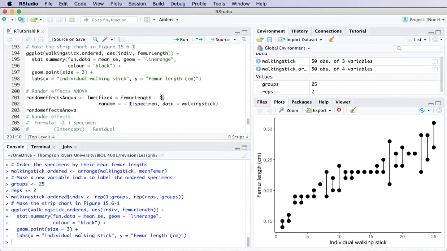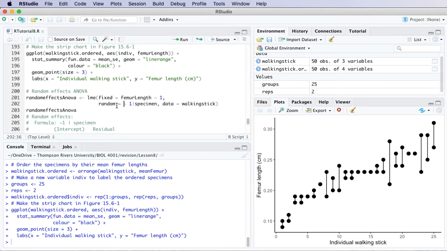So instead of just leaving this blank, we specify a 1 which stands for an intercept term. So we've got the response variable here, and because we have no fixed effect predictor variables, we just fit the intercept term for the fixed effects. So that's the fixed effects, and then the random effects.